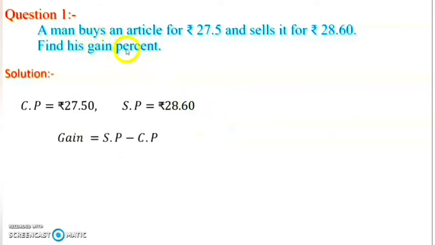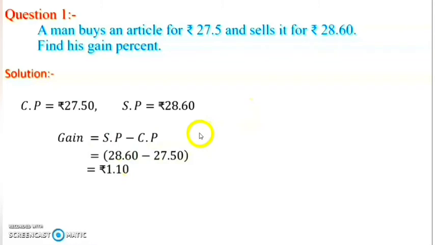Now before finding the gain percent, let us find the gain, and the gain is nothing but SP minus CP, which is same as 28.6 minus 27.5, and this gives the gain to be equal to rupees 1.10. So by selling the article at rupees 28.6, the man will gain a profit of rupees 1.10.